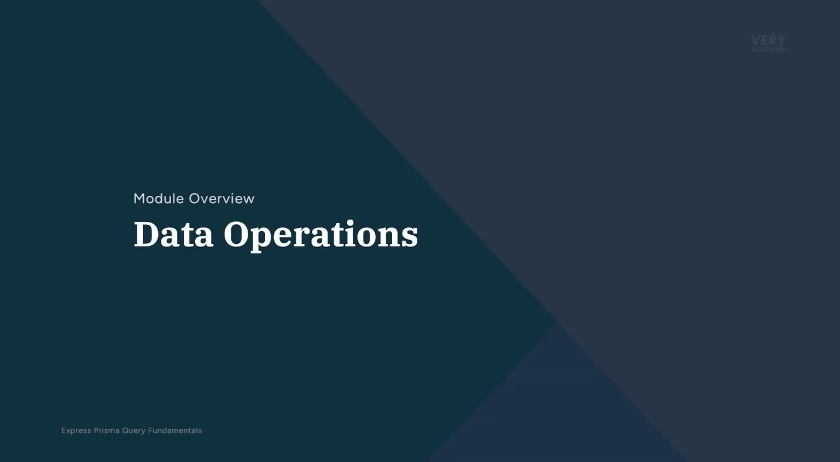This module, Data Operations, introduces you to working with data in Express.js applications. It covers the essential topics such as creating, deleting, updating, and bulk processing records via REST APIs. This module also covers database seeding, handling complex relationships, and documenting APIs using Swagger.